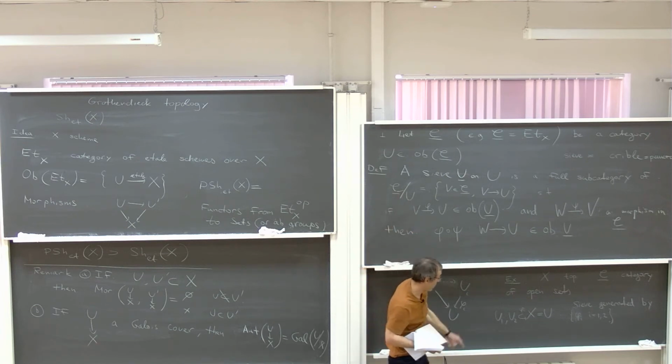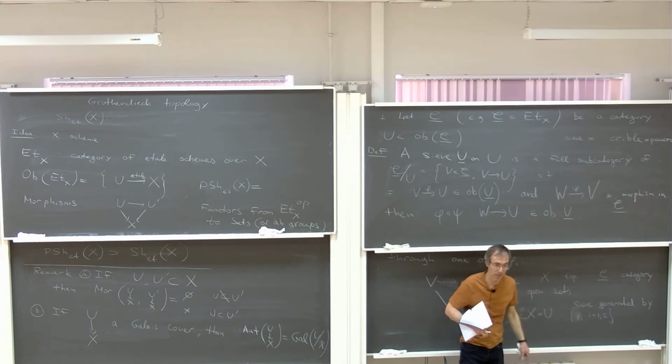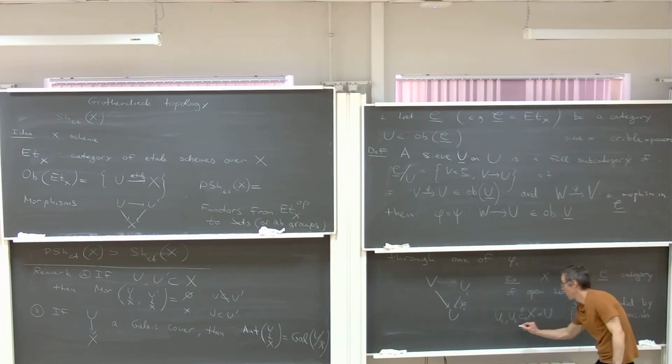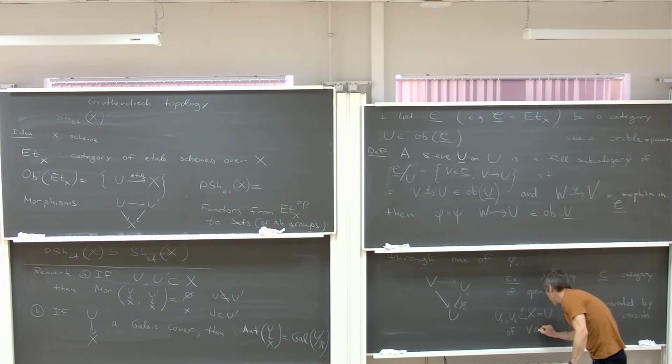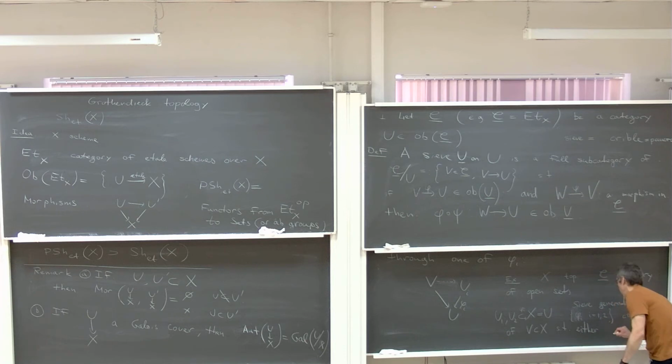So I have to tell you what the open sets in my sieve generated by phi are. They are the V in X such that either V is in U1 or V is in U2, right? Sufficiently small open sets.